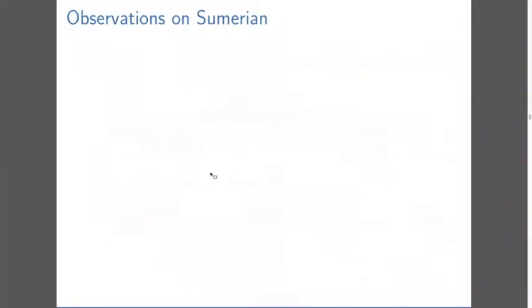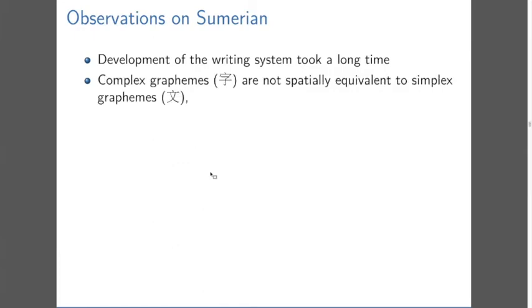So I think that's, you know, a nice abstract characterization of what's going on in Sumerian. So now just some observations about Sumerian. The development of the writing system took a very long time. Complex graphemes are not spatially equivalent to simplex graphemes. Now, this may seem like a strange observation to someone who works in cuneiform studies, but it's important. It's one of the most striking things as a sinologist.